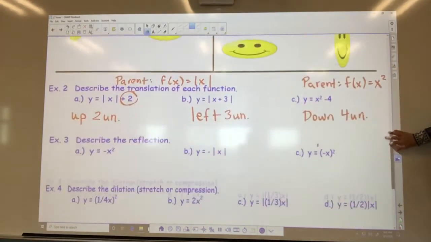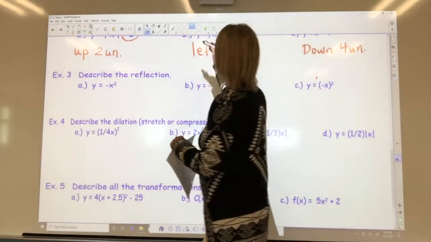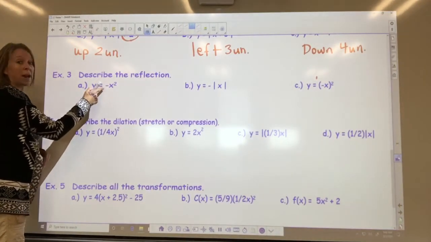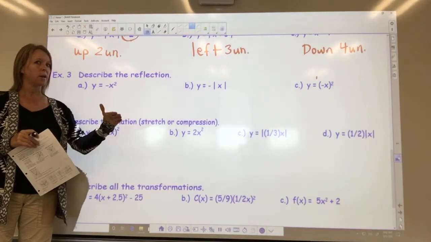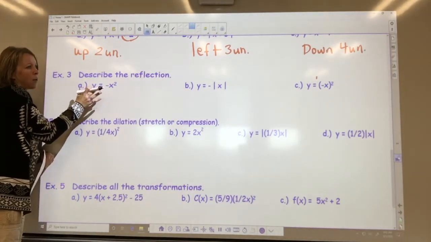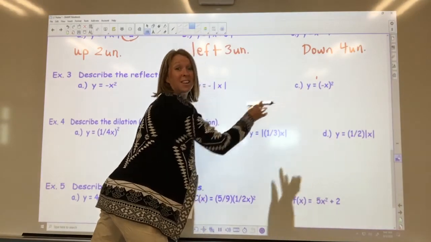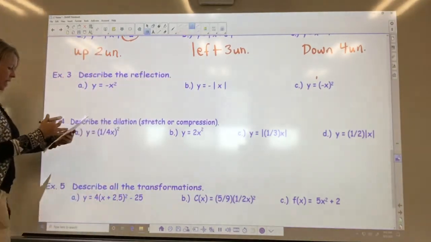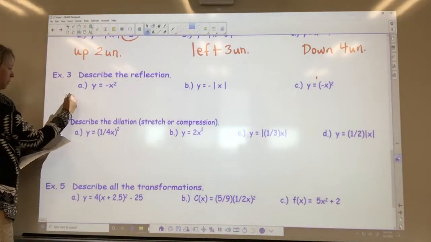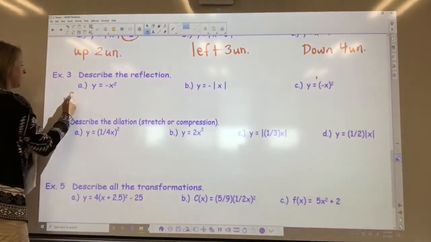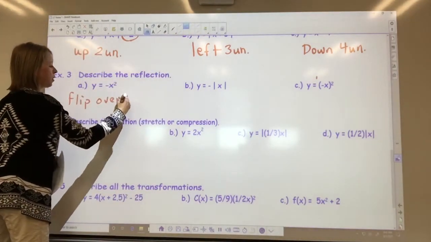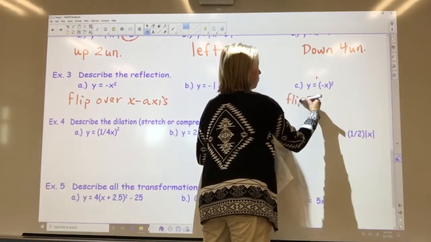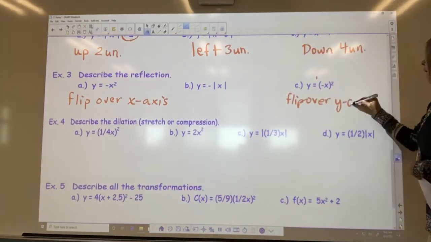Okay, let's look at a couple examples involving reflections. Let's look at example 3 here. Okay, in example 3, it's asking us to describe the reflection. This is one that we just did here. You have to ask yourself, where is that -1 being multiplied? Feels like this one's on the outside. Feels like example C here, that's on the inside. Okay, when it's on the outside, this is going to be a flip over, and this is a flip over the x-axis, whereas this one is a flip over the y-axis.